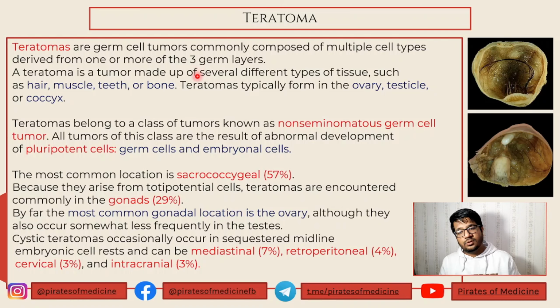Now teratomas are most classically formed in the ovary and testicle and coccyx, even in the coccyx bone. And the teratomas are actually non-seminomatous germ cell tumors. They occur due to abnormal development of the pluripotent germ cells or the embryonal cells. Most commonly they are seen in the sacrococcygeal parts. They are also seen in gonads, and other common locations are as follows.